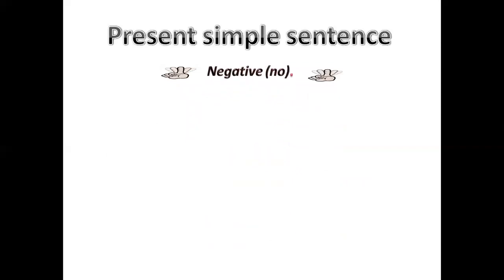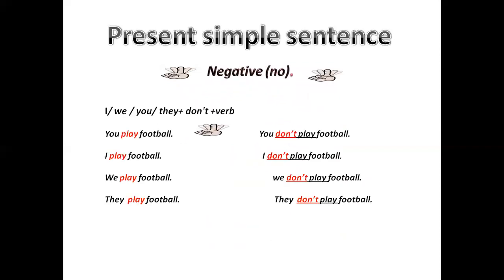How to make negative in present simple? The main rule is to use don't and the first verb with I, we, you, they. You play football. You don't play football. I play football. I don't play football. We play football. We don't play football. They play football. They don't play football. All these sentences use don't with we, you, I, and they. When does this happen? This happens in present simple only, to make a negative sentence.